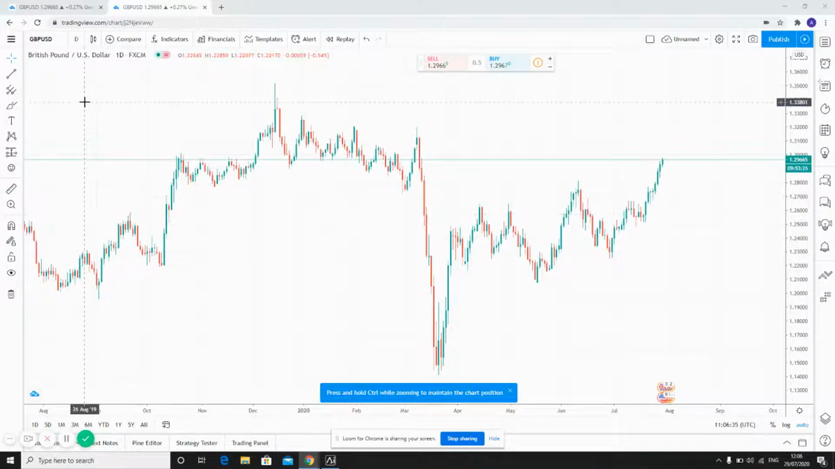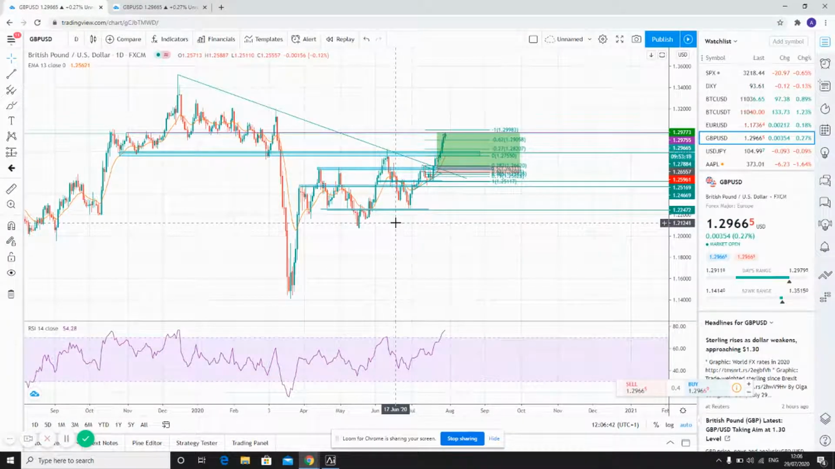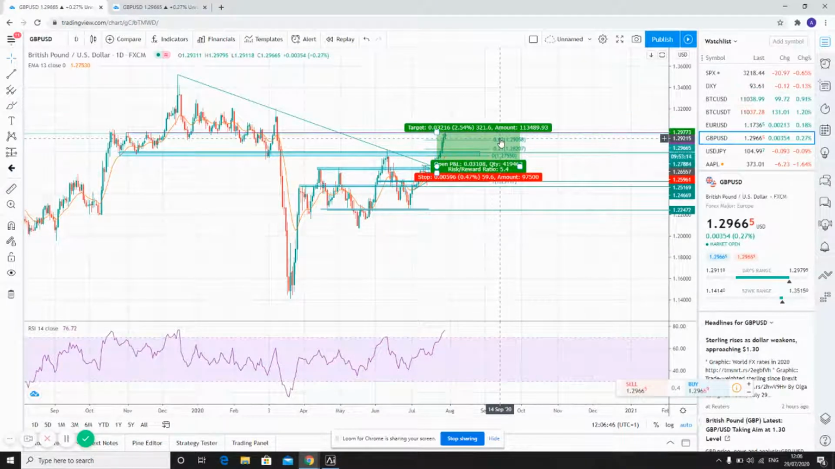So looking at GBPUSD, I'm starting with a naked chart here. Obviously, we've got it marked up here. This is obviously one of the trades that we took in the Telegram channel. Very neat trade. Got a cool 321 pips off the back of that trade.